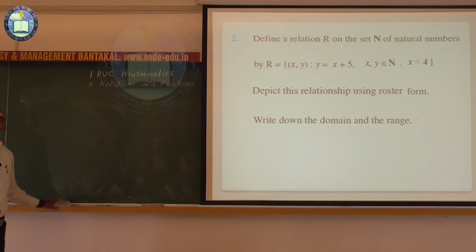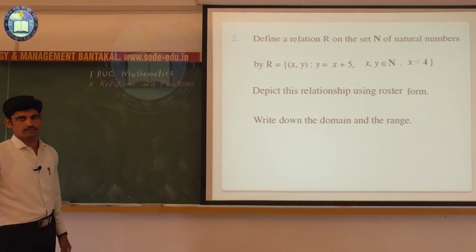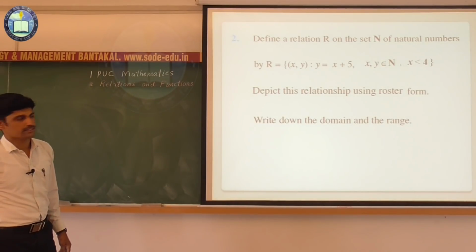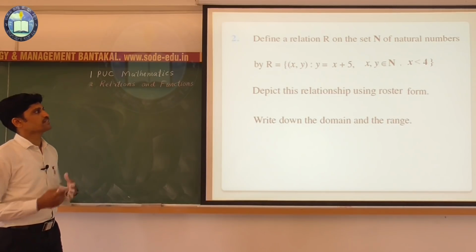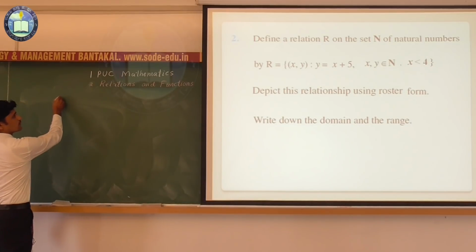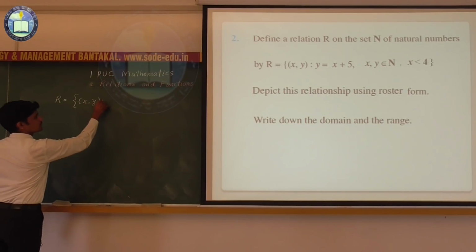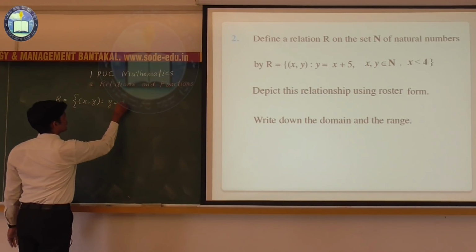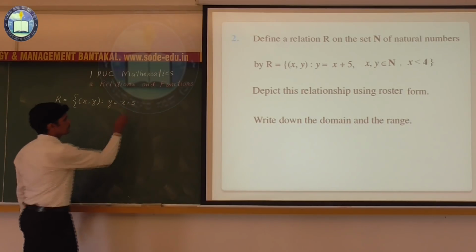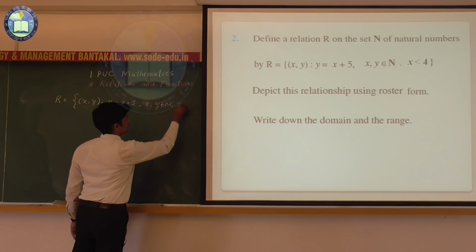Here define a relation R on the set N of natural numbers by R is equal to the set of all (x, y), where y is equal to x plus 5, (x, y) belongs to N, the set of natural numbers, and x must be less than 4. The relationship between x and y is given here. y must be x plus 5. So R is equal to the set of all (x, y) such that y is equal to x plus 5, where x and y are natural numbers and x is less than 4.